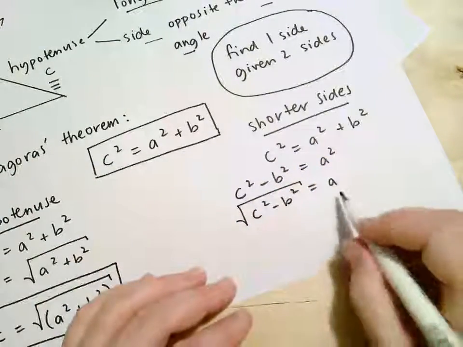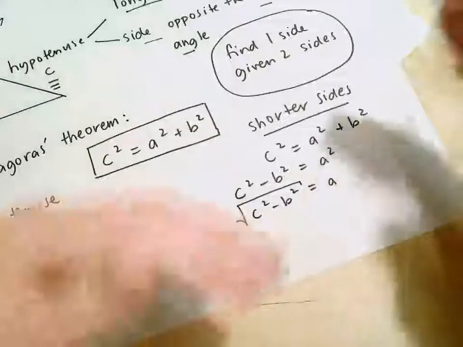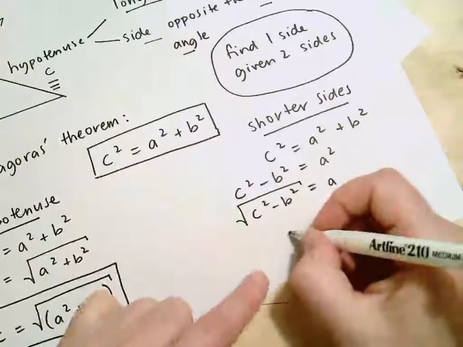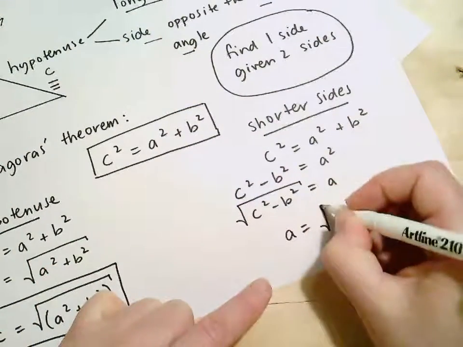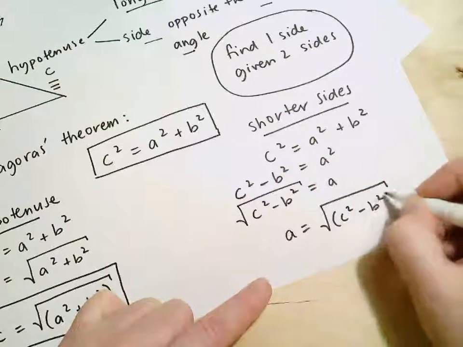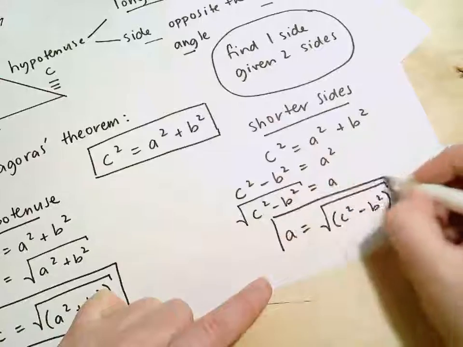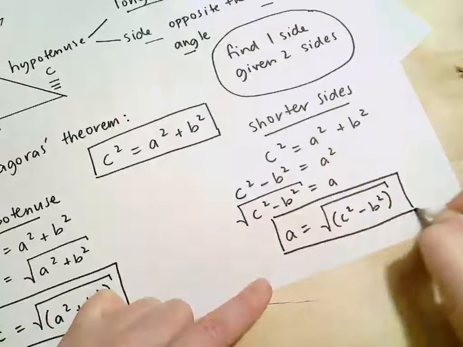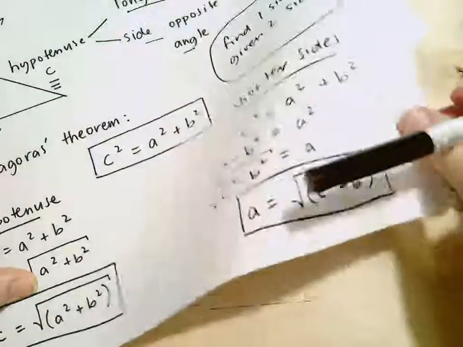So that's my formula for calculating the shorter side. I'm going to flip it all over and write it as a equals the square root of, I'm going to put those brackets in again, c squared minus b squared. So these are our two formulas.